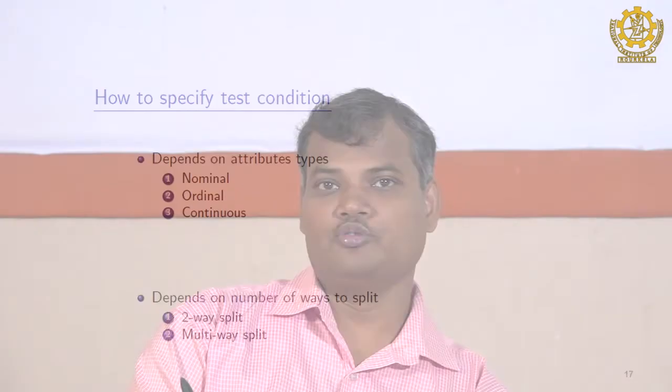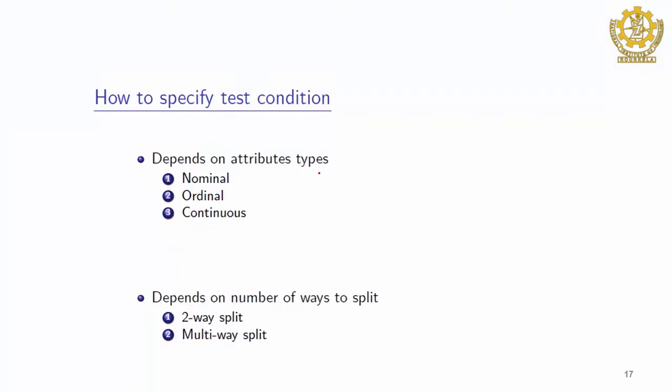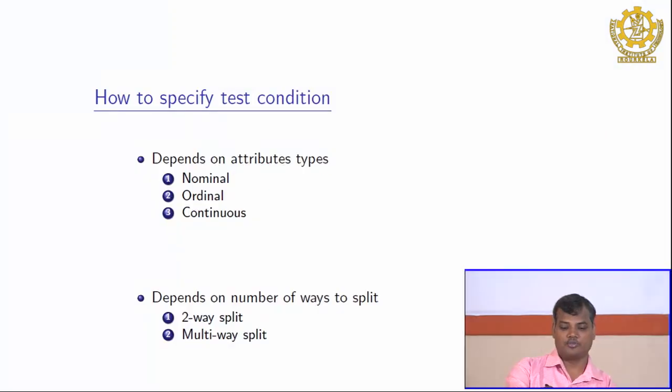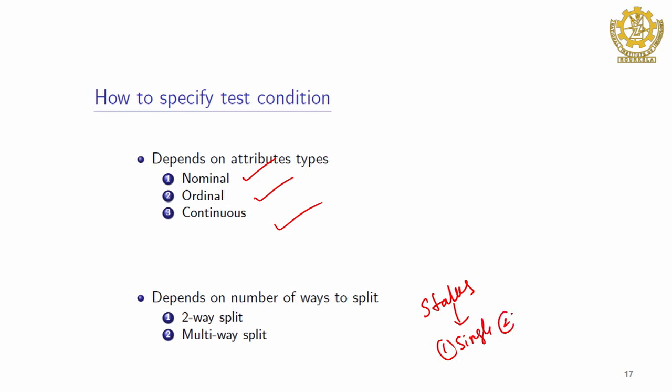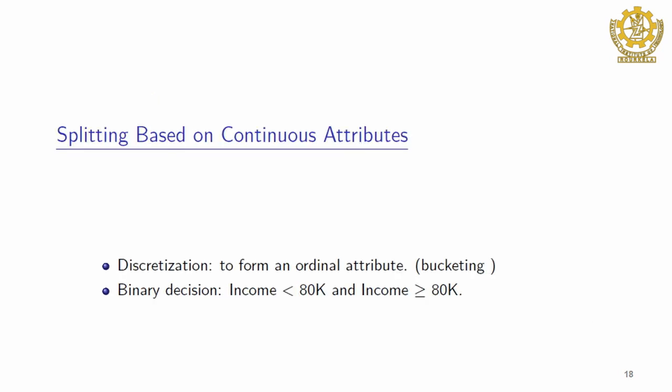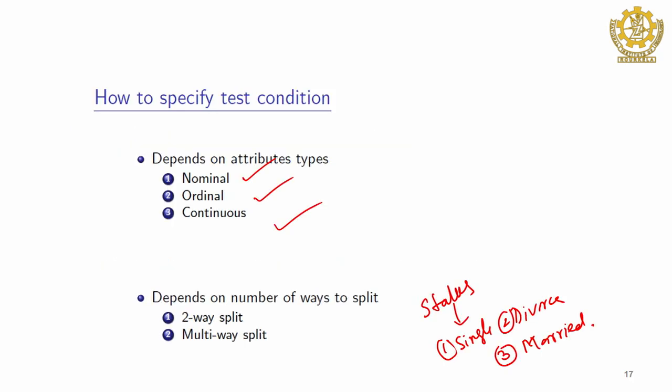Now, there are few issues here. Depending on the different types of attributes, as we said in the class, we have nominal attributes, ordinal attributes and continuous attributes. So, based on that we should do it another way. Whether we will always go with a binary split or we will go with a multi-way split. So, let us say the marital status, we have 3 values: one is single, then divorced, and then another is married.